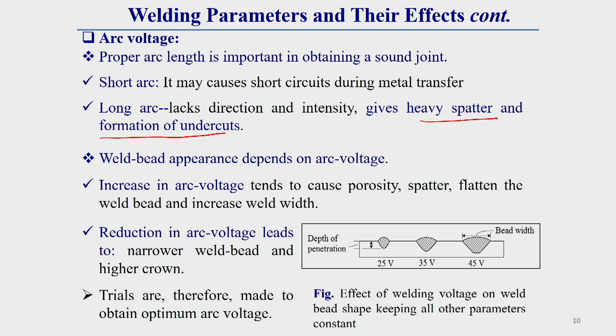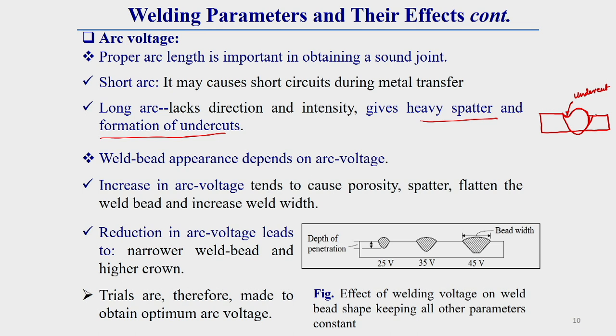What is this undercut? It's a welding defect. Let this be a weld bead. Undercut means some sort of depression in the weld bead, which lies beneath the surface of the workpiece. This is called undercut, a defect of weld. These types of depression can come when the arc is too long.